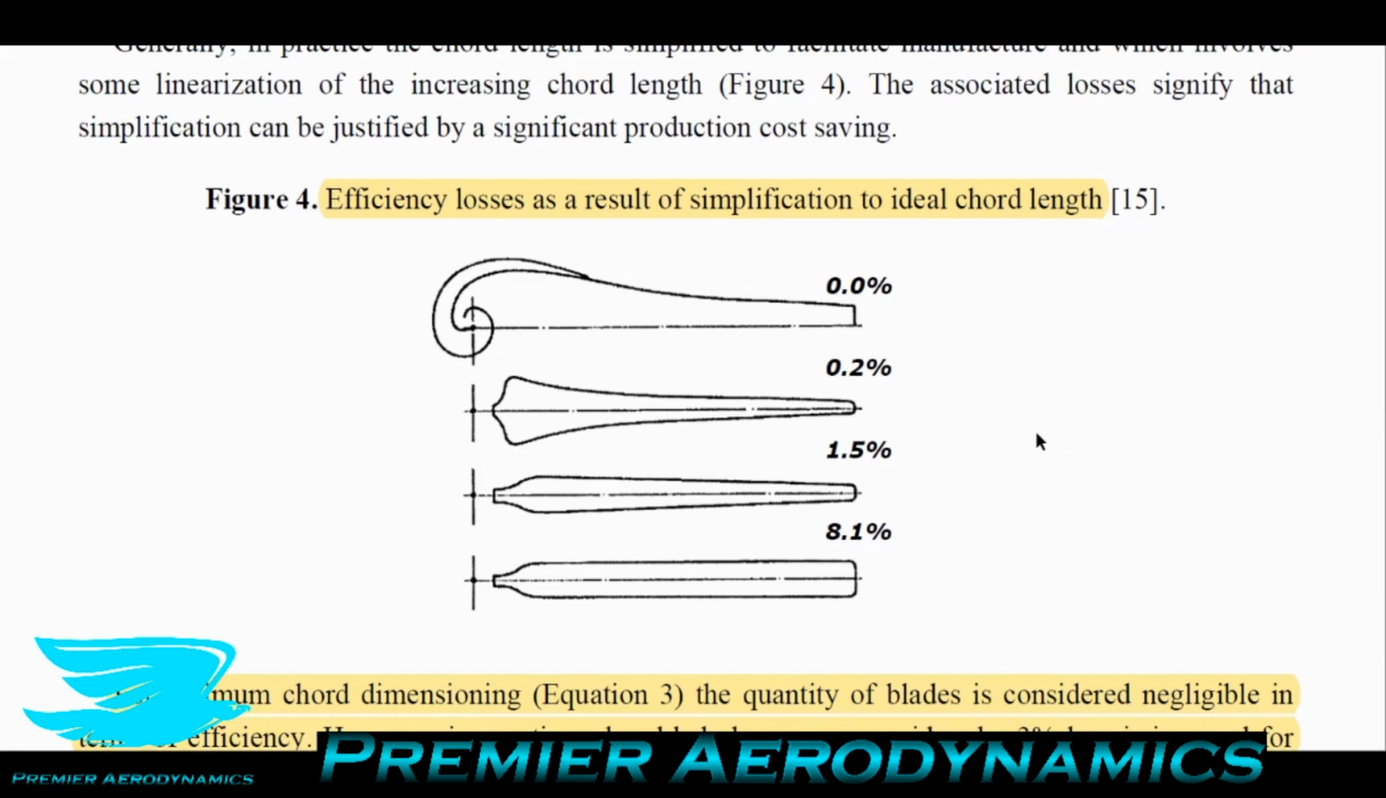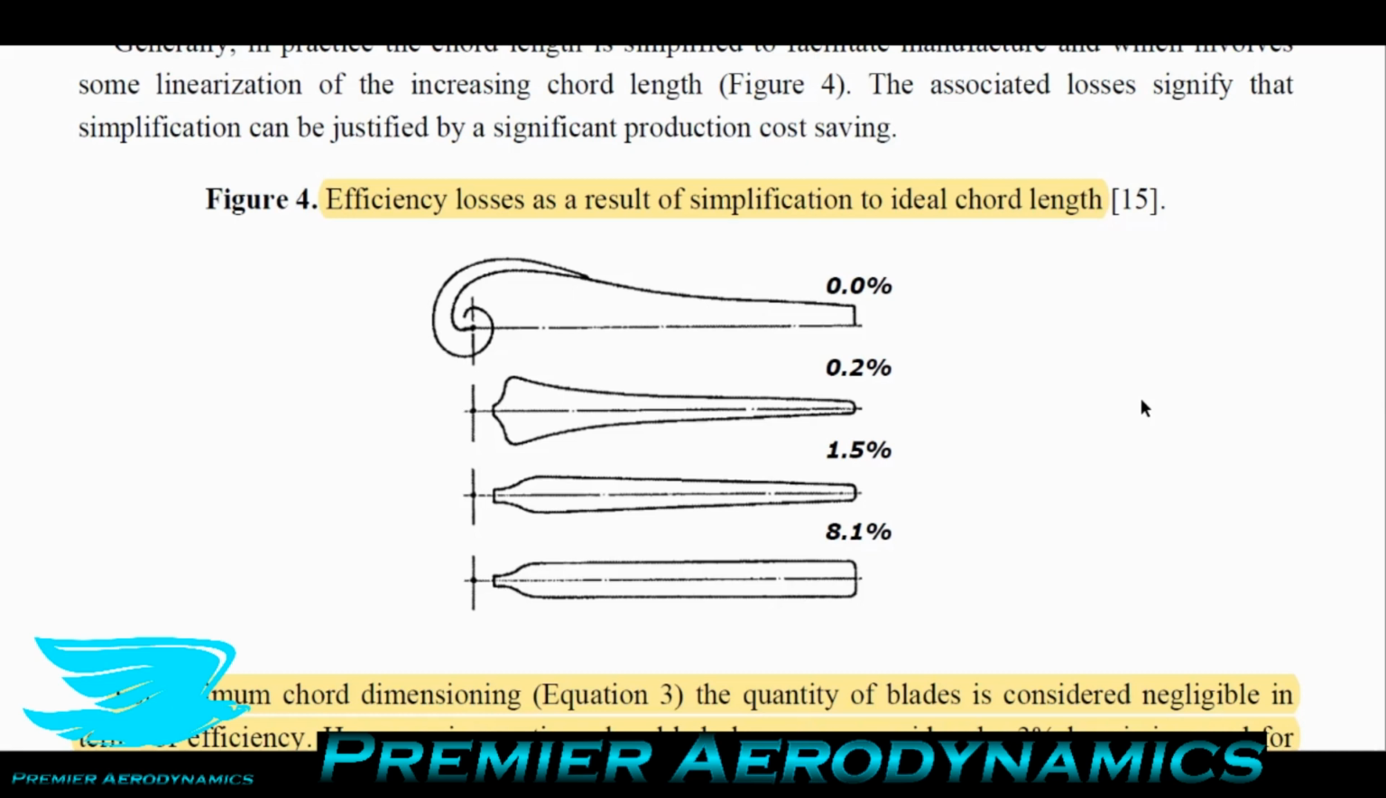And one example is when you make an arrow-type head. If you imagine an arrowhead and then stretch it, that is a fairly good approximation of the most ideal chord, the most ideal general planform. But doing so reduces the efficiency by about 0.2%. So that's still pretty decent. However, that may be too difficult to manufacture.